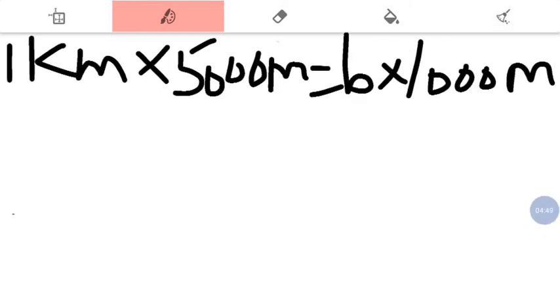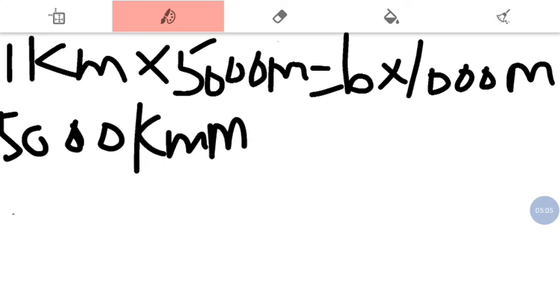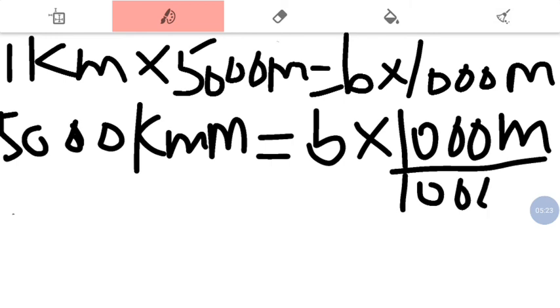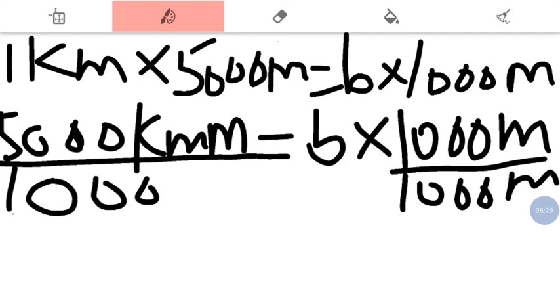Now we multiply. So we have 1 kilometer times 5,000 meters. Now your 1 multiplied by 5,000, you have your 5,000. Your kilometer multiplied by meters, you have your kilometers meters equals B multiplied by 1,000 meters. Now I'm sure we are familiar with the next thing we are going to do, which is to divide both sides by 1,000 meters. So we have your meters cancel your meters.